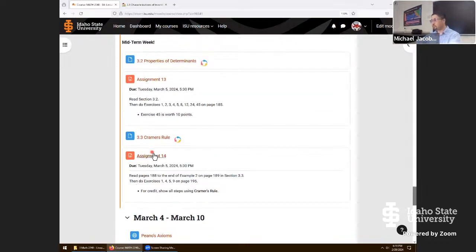But now we're inside Cramer's rule. This section is going to be kind of a short section for us. We're only going to go up to page 188 on the end of example 2. There's loads of other really great stuff in there if you want to do the optional reading beyond that section or beyond that example 2.